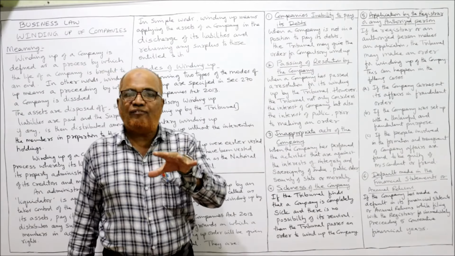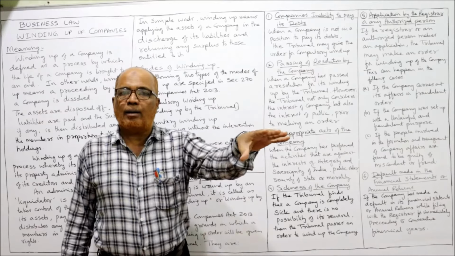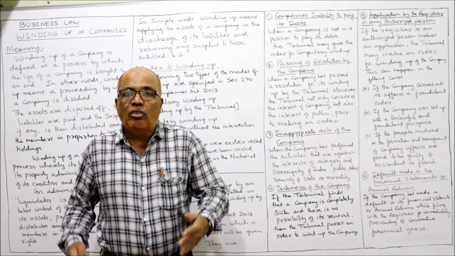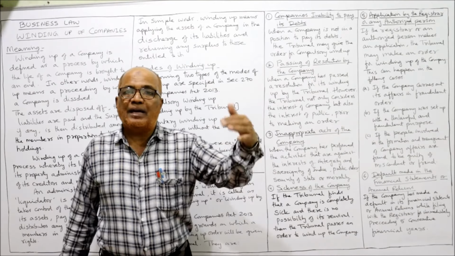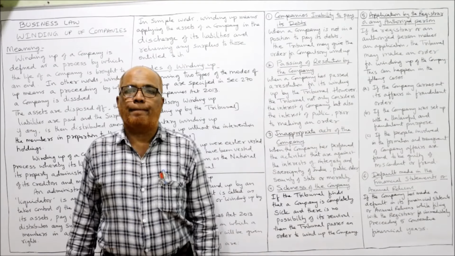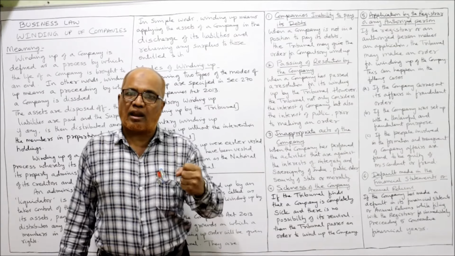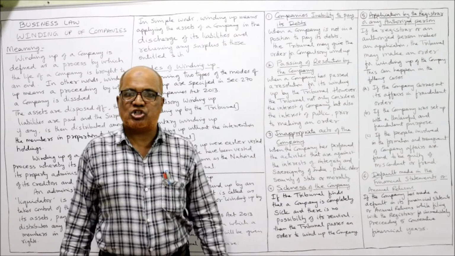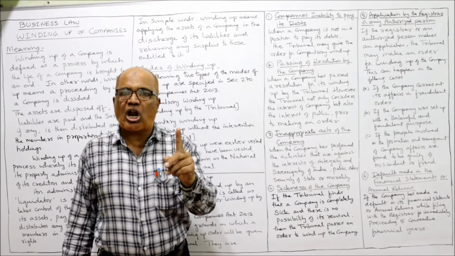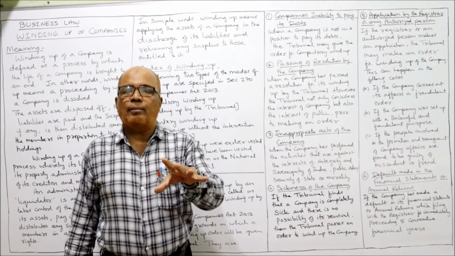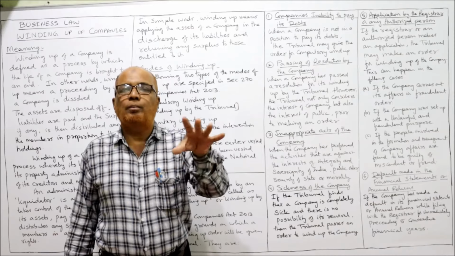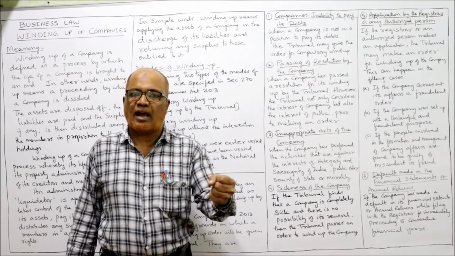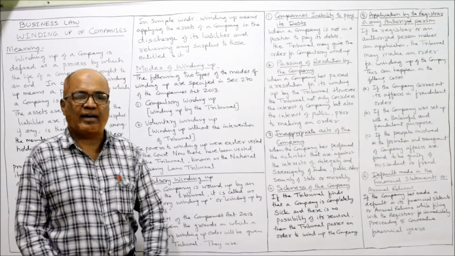If the tribunal finds that a particular company is unable to pay its liabilities, not in a position to pay the debts of the company, then the tribunal will have the right to order the company to wind up. So the first ground is when the company is unable to repay its debts, the tribunal will have the right to order compulsory winding up.